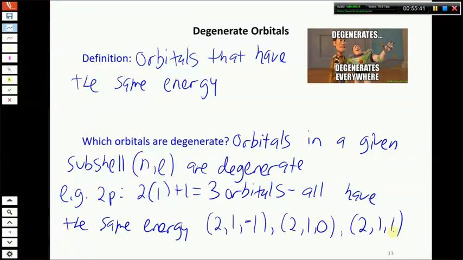So the energy levels, which we kind of already introduced at the very beginning of this section, are only determined by n and l. So if an orbital has the same n and l values, it will have the same energy. That's the only thing that determines the energy of that orbital.